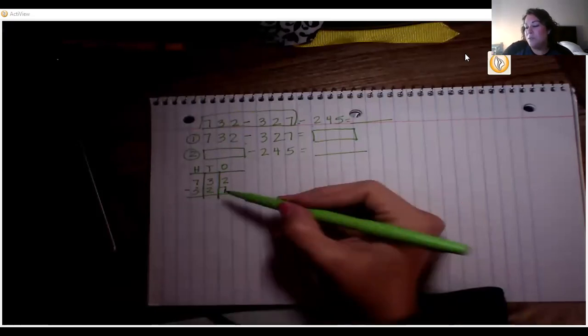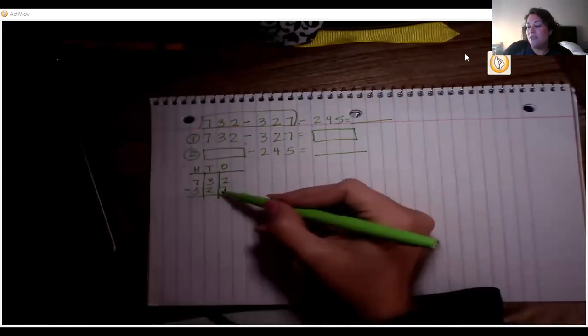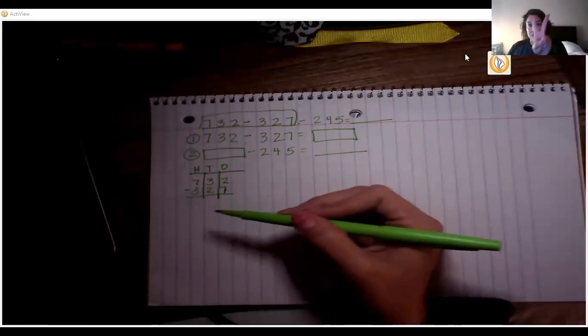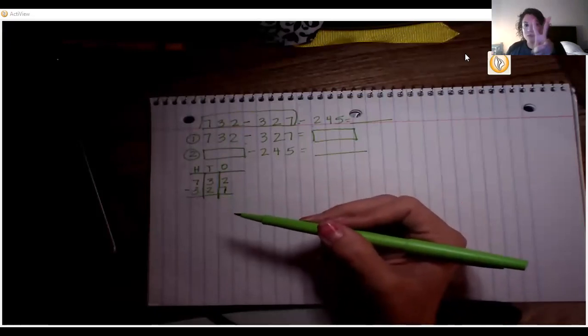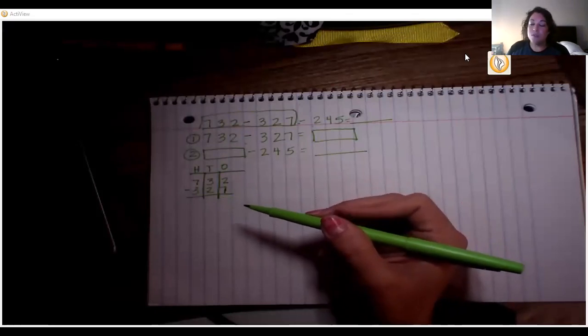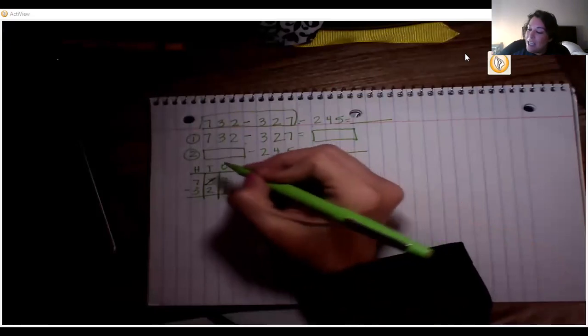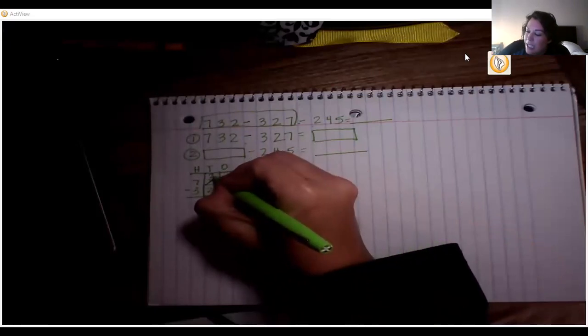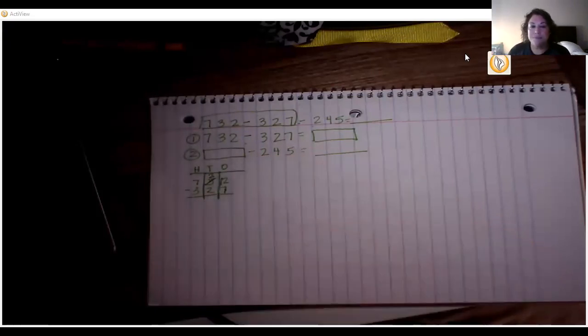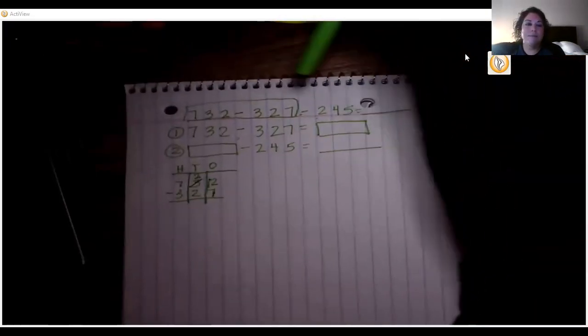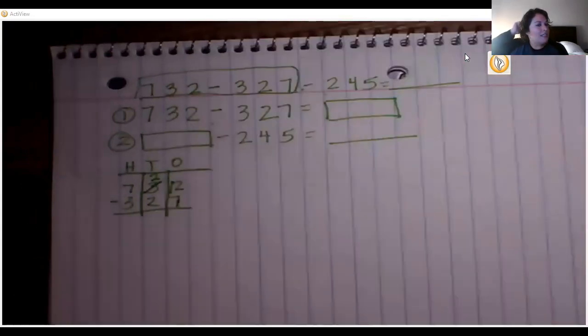A lot of times you guys see 2 minus 7 and tell me 5. That's not true. If I have 2, you don't even have 7. You can't take it away. So I'm going to have to do some regrouping. I'm going to come next door. Remember, always take 1 and add 10.